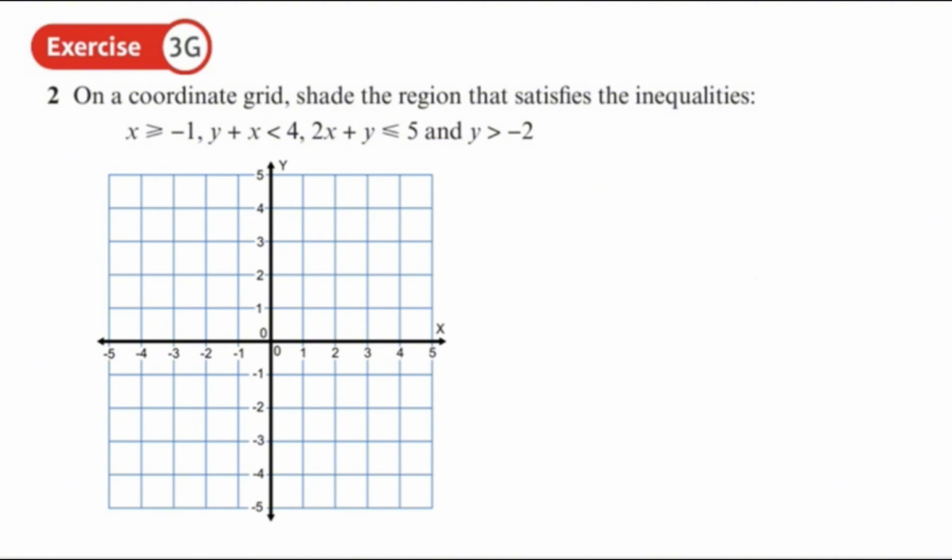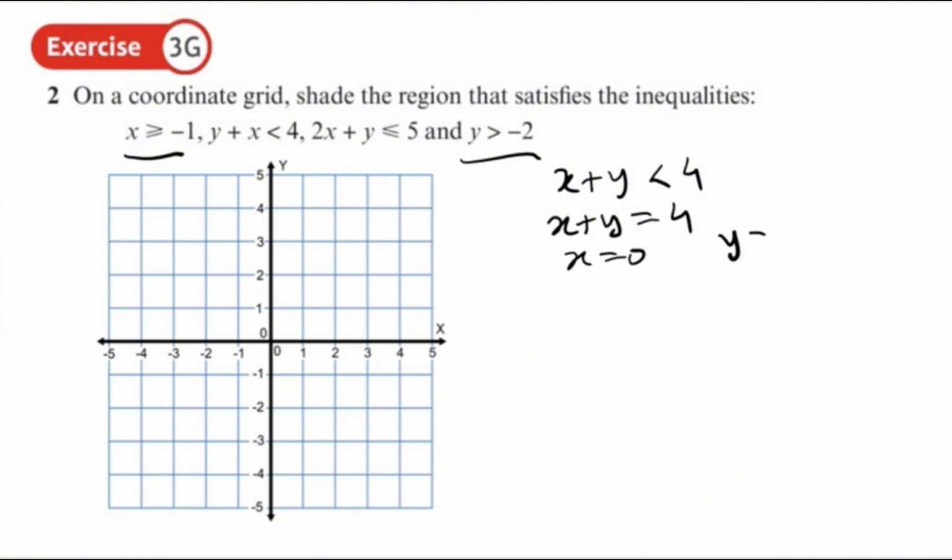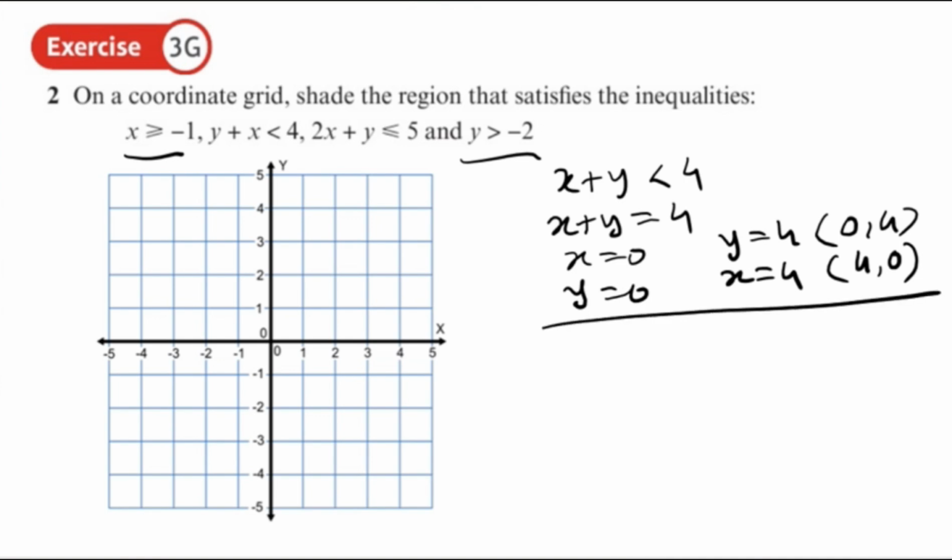First we will find the coordinates so we can put them onto graph paper. So x greater than or equal to -1 and y greater than -2. We don't need coordinates because it's just a simple line. For x plus y less than 4, to find the coordinates, first we have to write it equal to 4. When I take x equal to 0, y is equal to 4. So my coordinate is (0, 4). When I take y equal to 0, x is equal to 4. So this coordinate is (4, 0). So we get these two coordinates for this line.